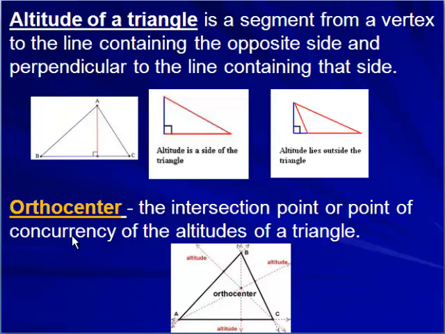And lastly, if we take all the altitudes of all 3 sides of the triangle, let me show that these are altitudes, perpendicular, perpendicular, perpendicular. They would all intersect at what's called the orthocenter. The orthocenter is the intersection or point of concurrency of the altitudes of a triangle.